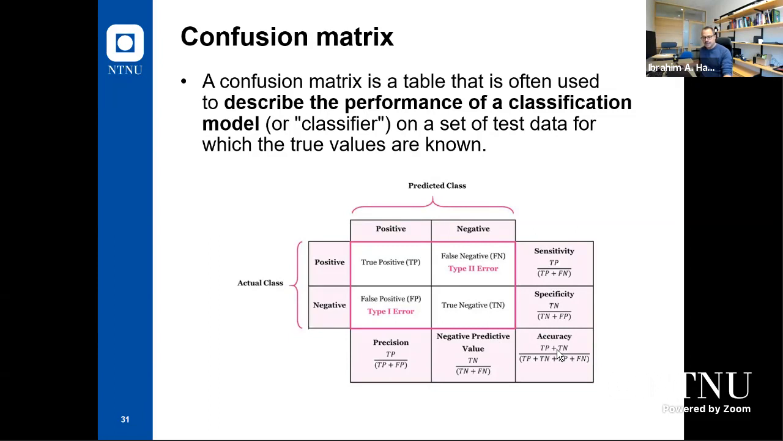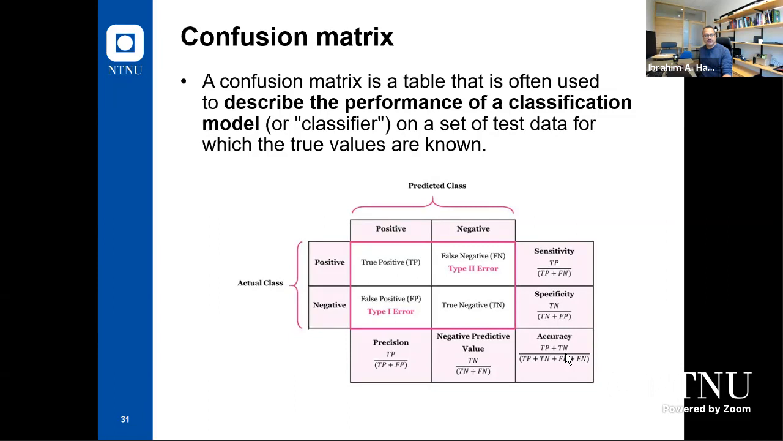Because of the accuracy, do you see the accuracy here? It will be true positive plus true negative divided by the total number of cases. So true positive plus true negative divided by true positive, true negative, false positive, false negative. So this is the accuracy. The accuracy is the number of correctly classified cases, so it is true positive plus true negative divided by the number of all cases. So we need to maximize this one.